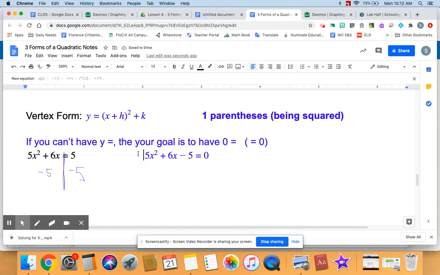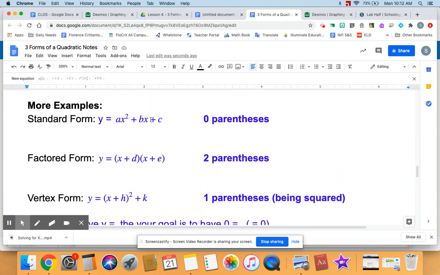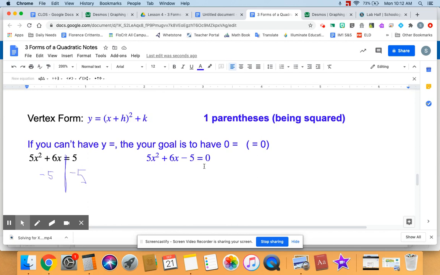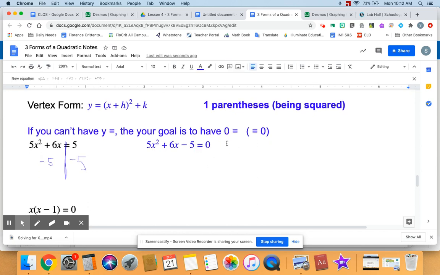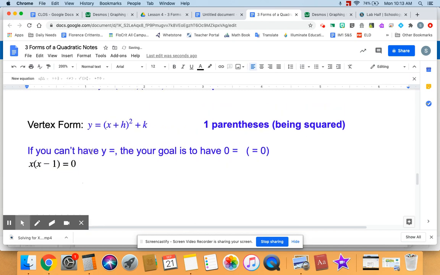And so do I have it in the right order, either equaling y or equaling 0? I do. So now I've done this well and I'm in standard form. So again, all I'm doing is taking this, which was in an improper standard form, and writing it in the proper way. Okay, next example.